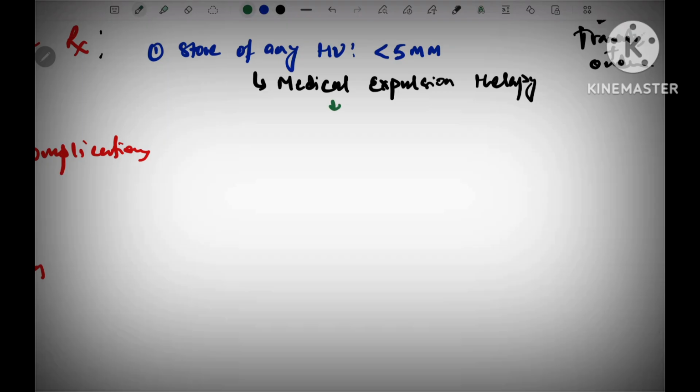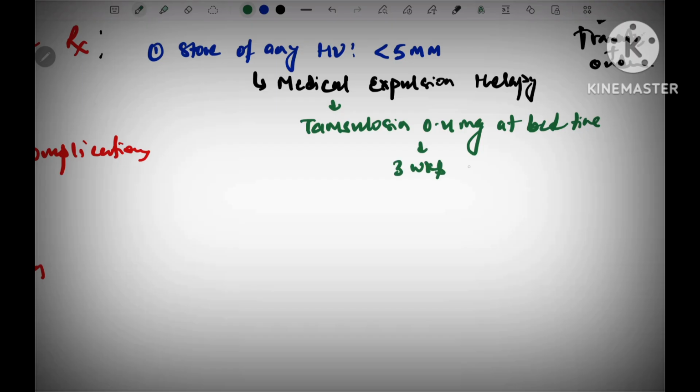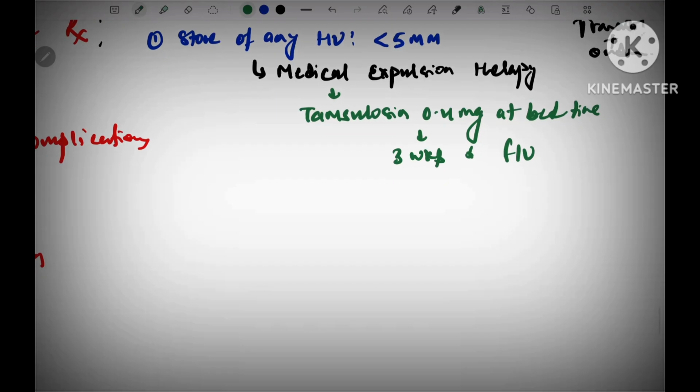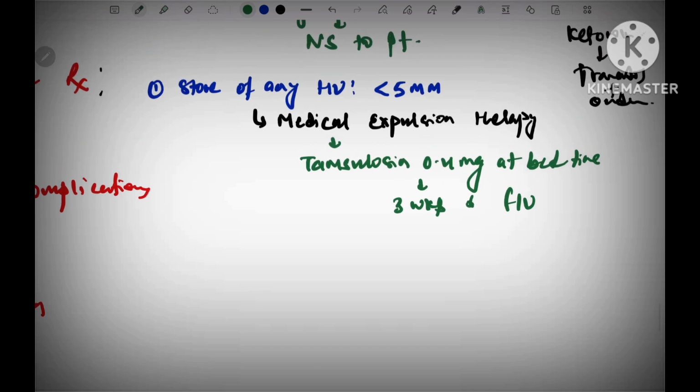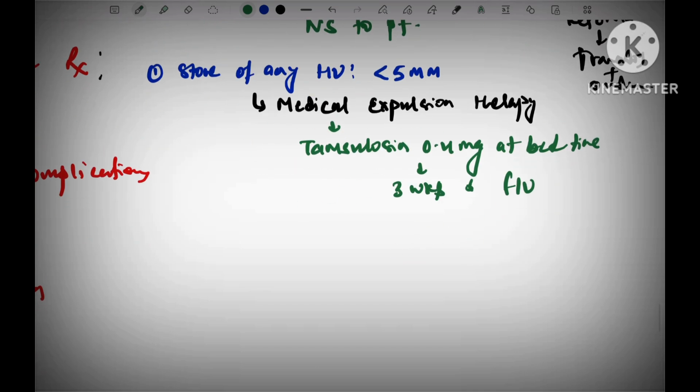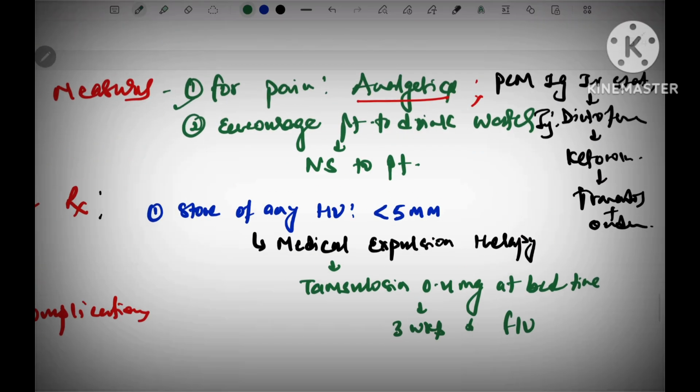For that we give tamsulosin 0.4 mg at bedtime, given for 3 weeks, and then follow up the patient. So if the stone is less than 5 mm, we can give medical expulsion therapy, tamsulosin 0.4 mg, then follow up the patient. And with this we give the pain medication, which I already told, and encourage the patient to drink water.